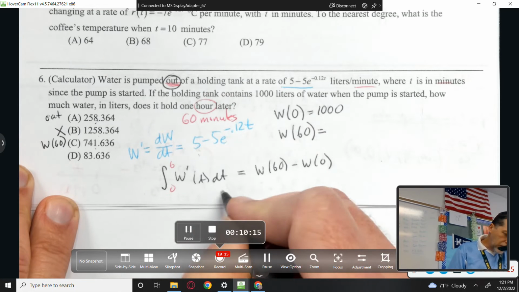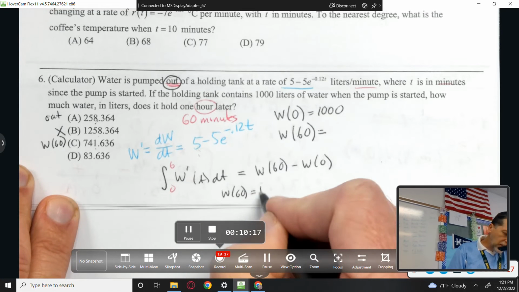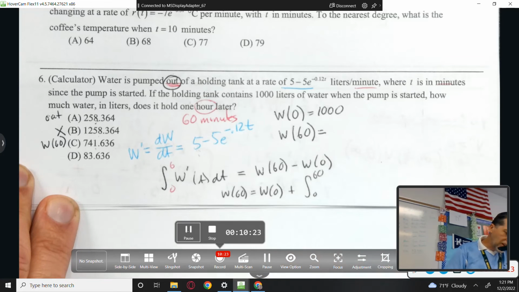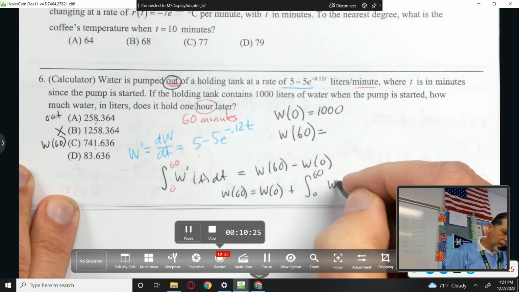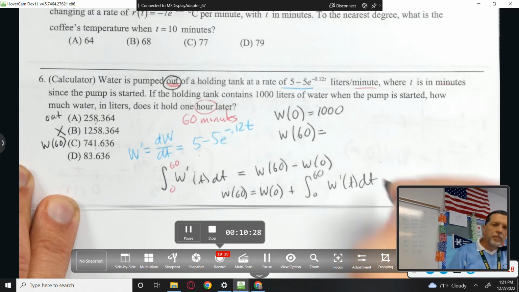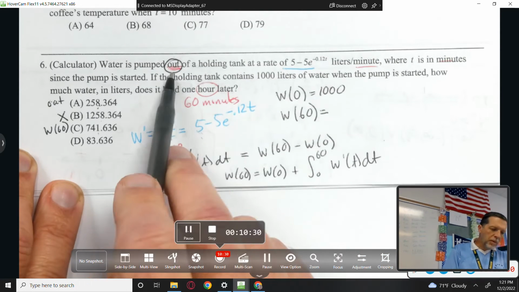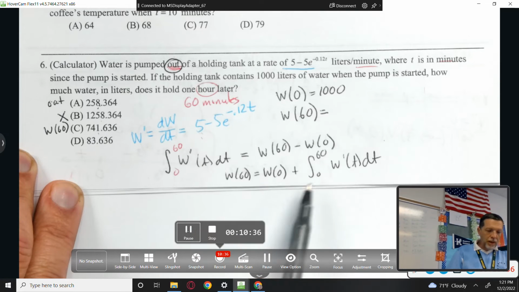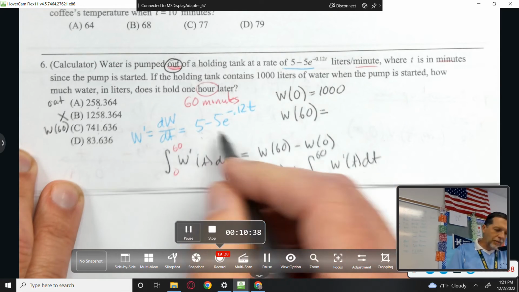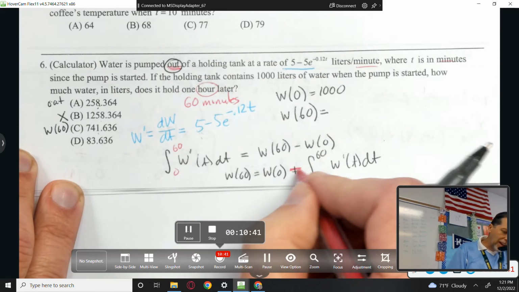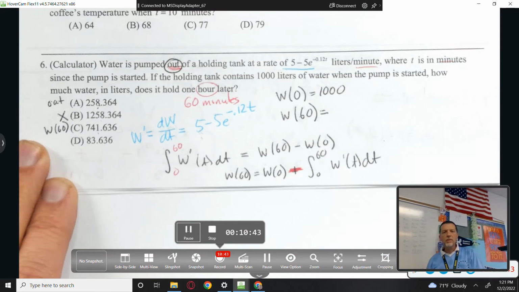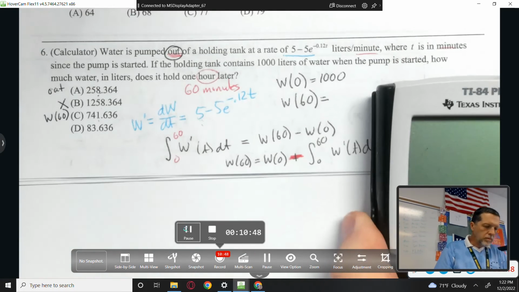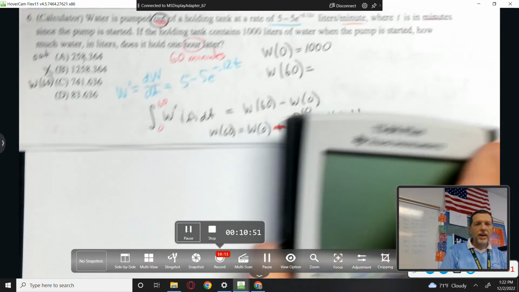Okay, so W at 60 is W at 0, plus the integral from 0 to 60, not 0 to 6, of W prime dt. But it's being pumped out. So I can either put the negative right here and keep this positive, or I could make this negative and make sure I subtract whatever that number is. So let's actually work the problem and see if my guess was right.